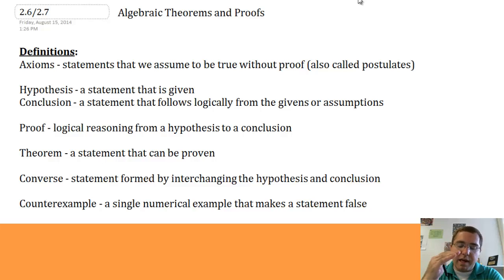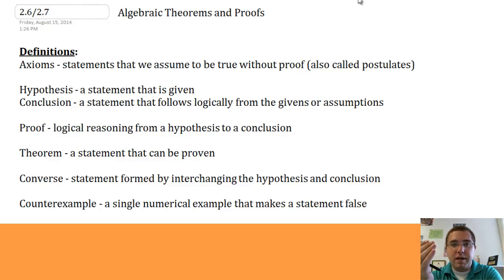A theorem is a statement that can be proven. A theorem is not something we hope can be proven. It's something that can actually be proven. A converse to a statement is a statement that's formed by interchanging the hypothesis and the conclusion. If you swap the hypothesis and the conclusion, if you reverse the order of the conditional statement, that's the converse. Now, if the original statement is true, that does not necessarily make the converse true.